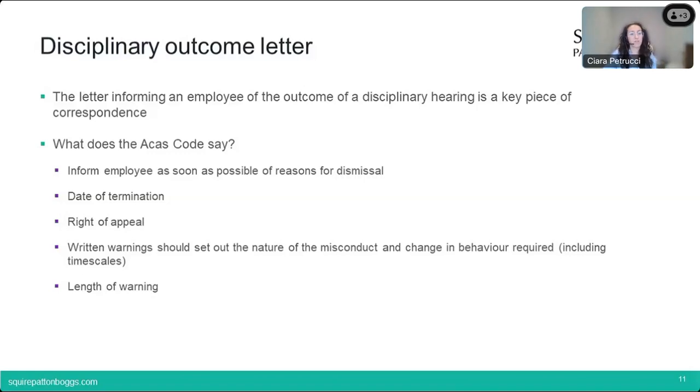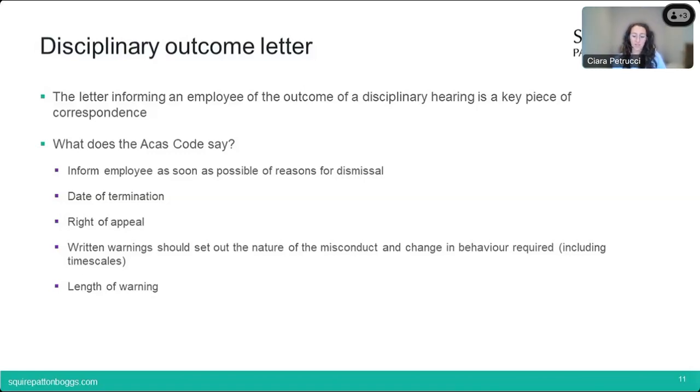So just coming back to the slides. The disciplinary outcome letter is probably one of the most important documents if you do end up going on to dismiss, along with the disciplinary hearing note. So if you're in the unfortunate position of finding yourself with a tribunal claim, this is one of the documents that both us as lawyers and the tribunal are going to be having a good look at. So an employee should be informed in writing of any decision as soon as possible after the hearing.